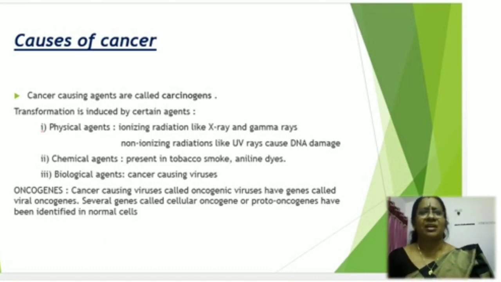The chemical agents are tobacco and aniline dyes. The biological agents are the cancer-causing viruses that we call oncogenic viruses. They have genes called viral oncogenes, and several genes called cellular oncogenes or proto-oncogenes have been identified in normal cells.